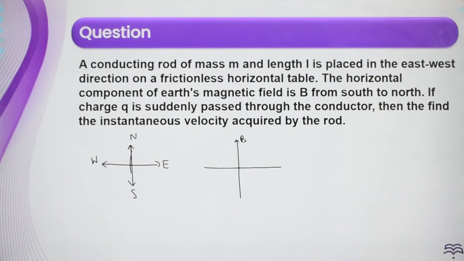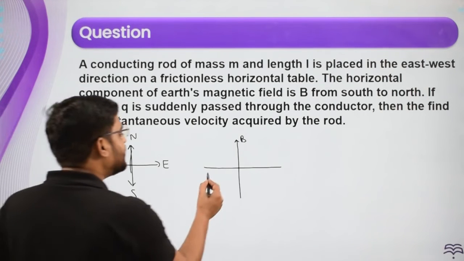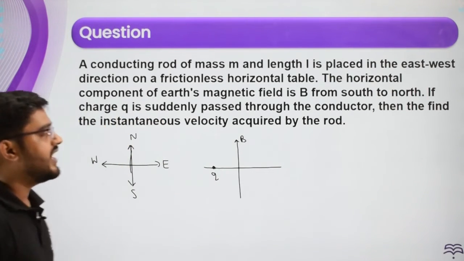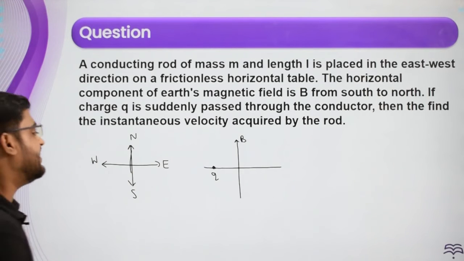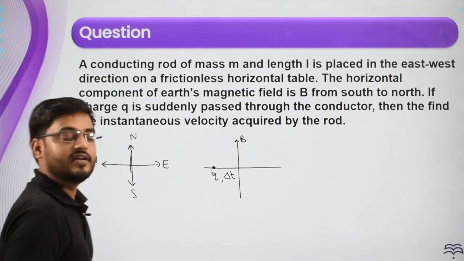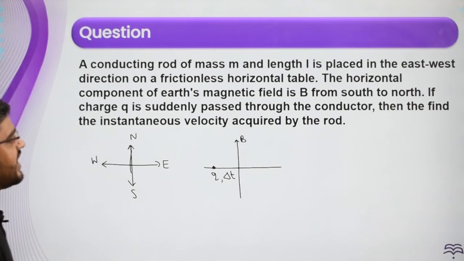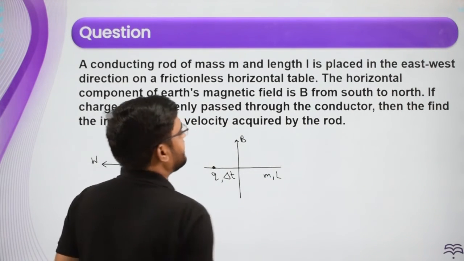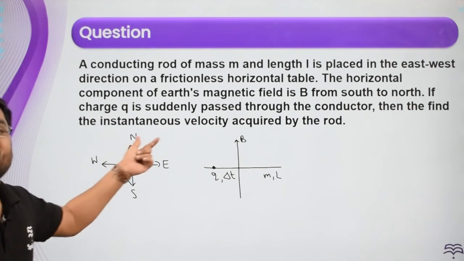And that is capital B in magnitude, and due to Earth's magnetism, this field is there. Now they are saying if Q charge is passing through it, suddenly, let's say it is taking delta T time for Q charge to pass, and the wire is having M mass and L length. Now they are saying what will be the velocity acquired?